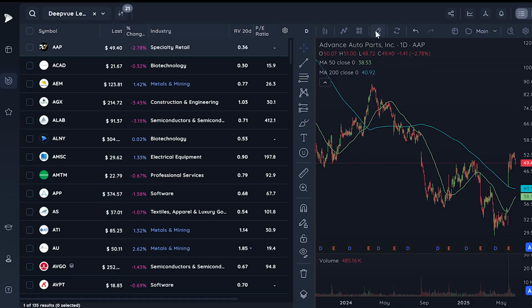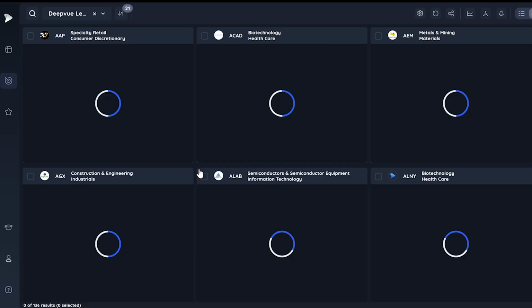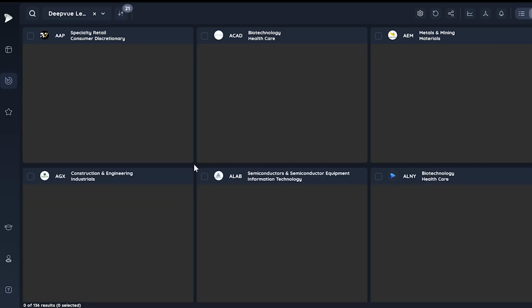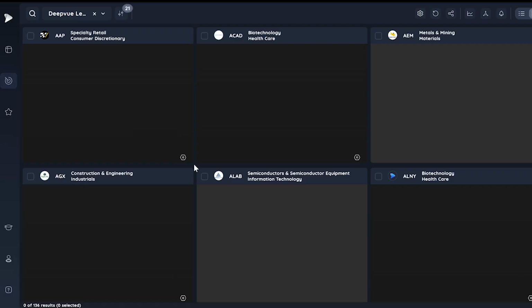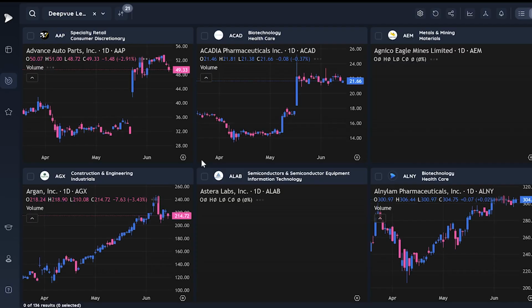I also really like that you can view your screen results as mini charts, just like in FinViz. So just the same there. This is where I really like DeepView as a day trading screener as well. It's a really nice way to quickly look at setups and identify opportunities to jump in and onto specific technical patterns.